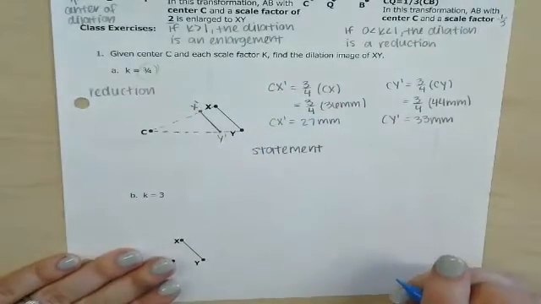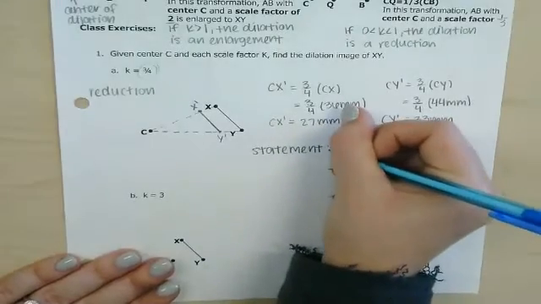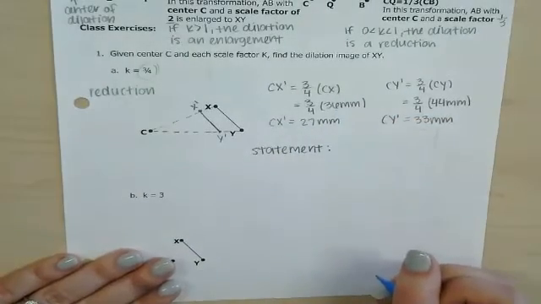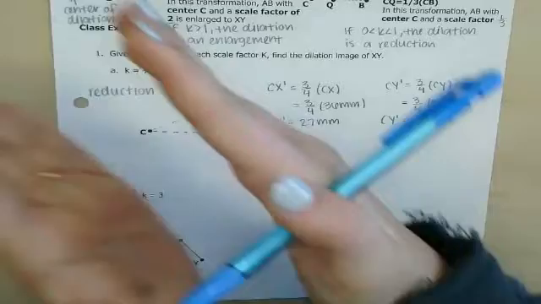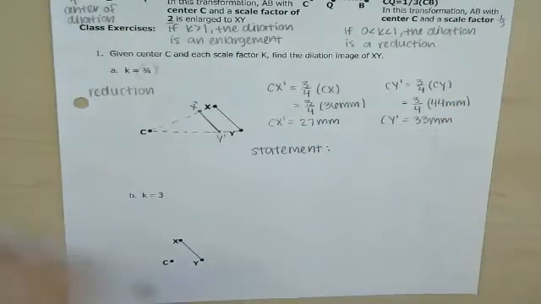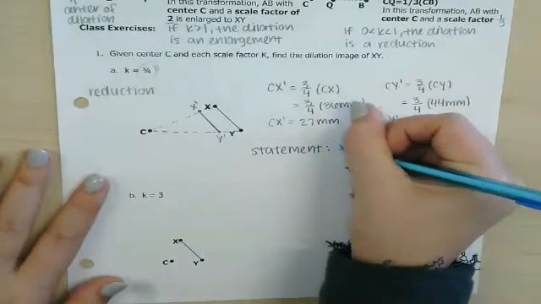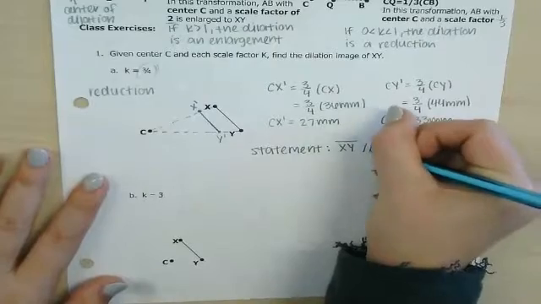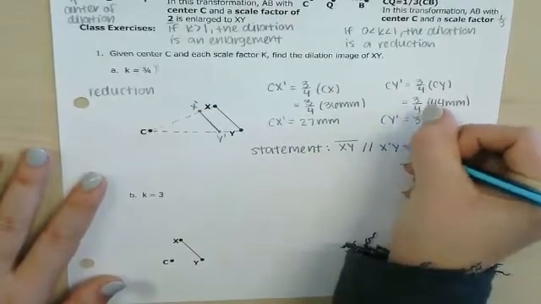What kind of lines are X prime, Y prime, and XY? They run beside each other, parallel. That's going to be our statement. So the original line XY is parallel to X prime, Y prime.